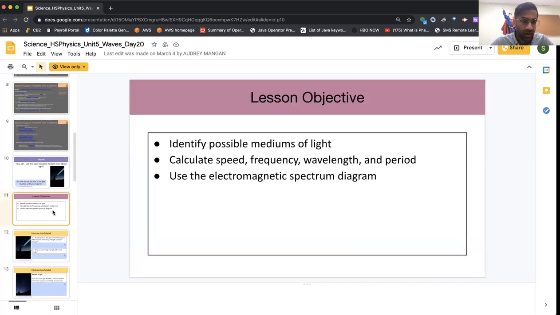Now we're going to talk about possible mediums for light. The first thing I'm going to do is define speed, frequency, wavelength, and period. And then we're going to jump over to the reference table to understand what we get from it in terms of understanding wavelength and frequency and the electromagnetic spectrum. So first I'm going to define these terms.